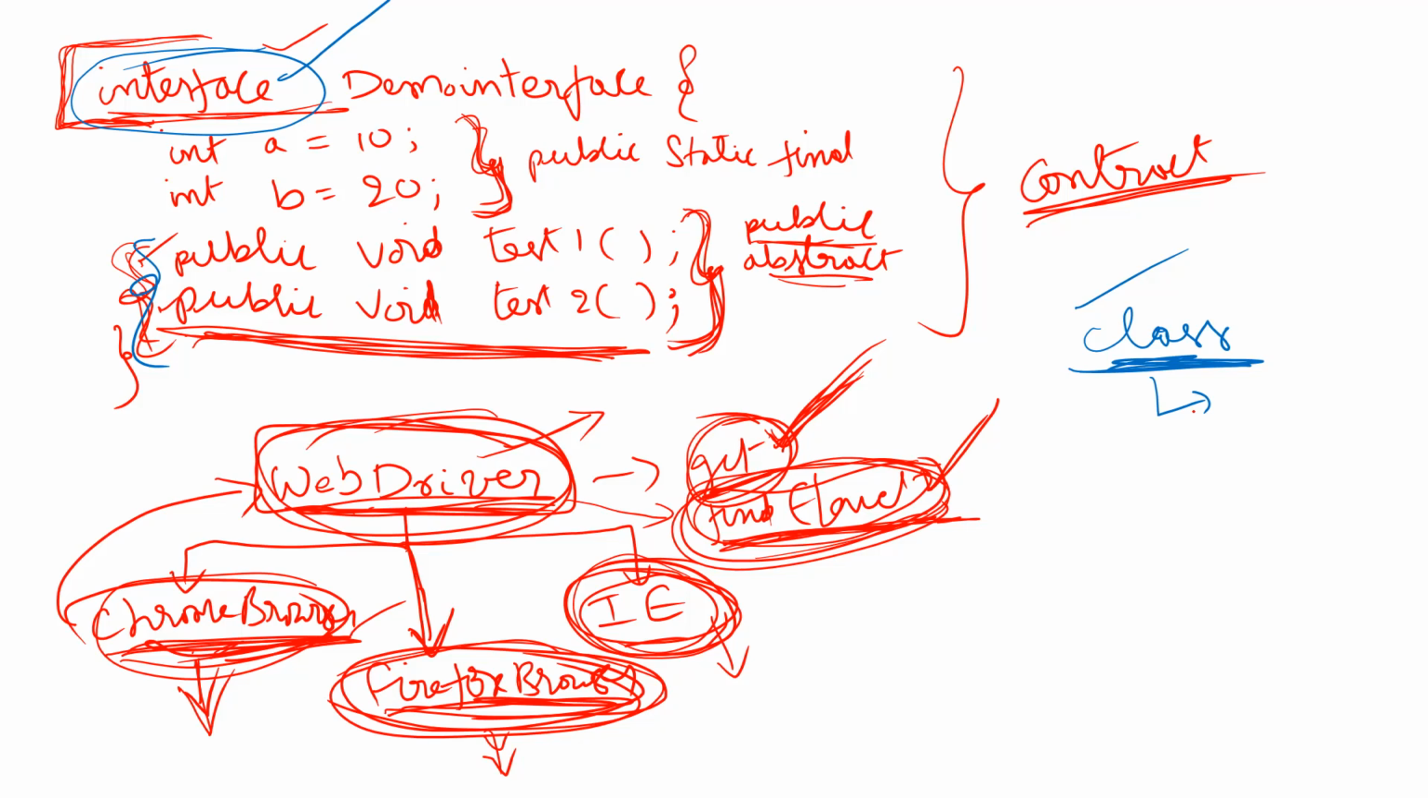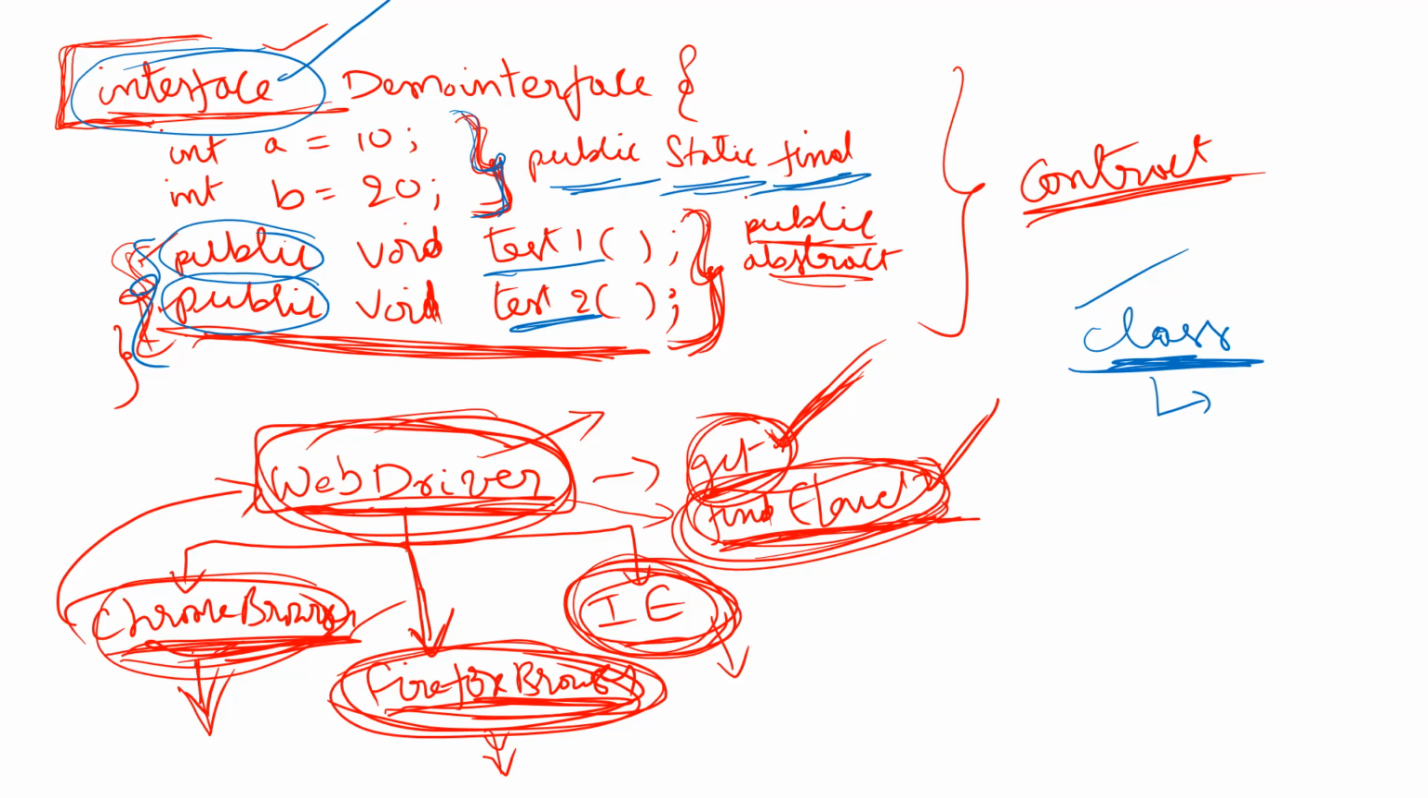Second point is all the methods in the interface are public, whether they are declared as public or not. So we have two methods here, test1 and test2. They are by default public. So even if you don't mention public here, they are public by default. And now when it comes to the variables, the variables are public, static and final by default.